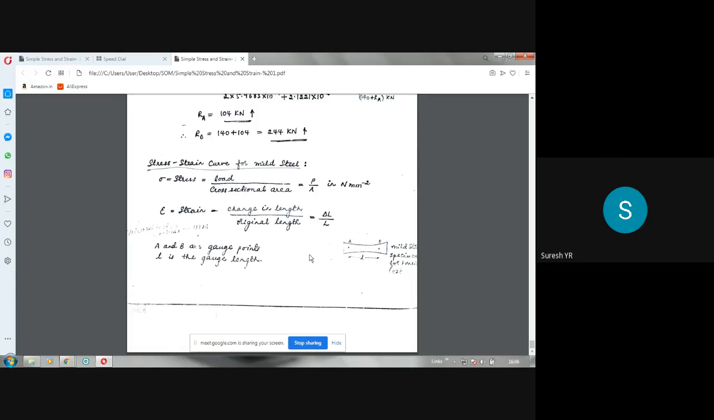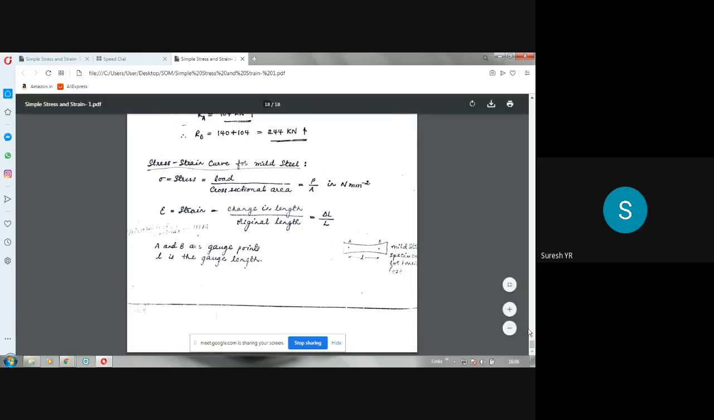Due to tensile stress, elongation of the bar takes place. Due to compressive stress, contraction of the bar takes place. Our usual assumption is elongation is positive, delta L is positive. If it is contraction, delta L is taken as negative. These are the assumptions we are going to make in doing problems.